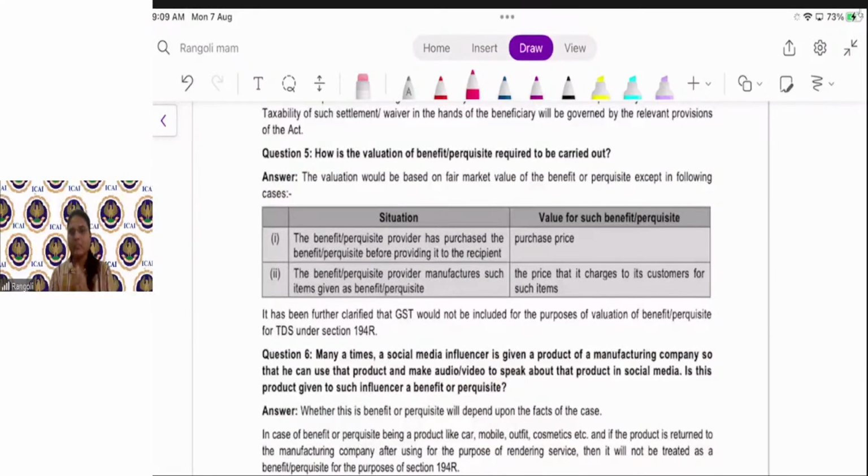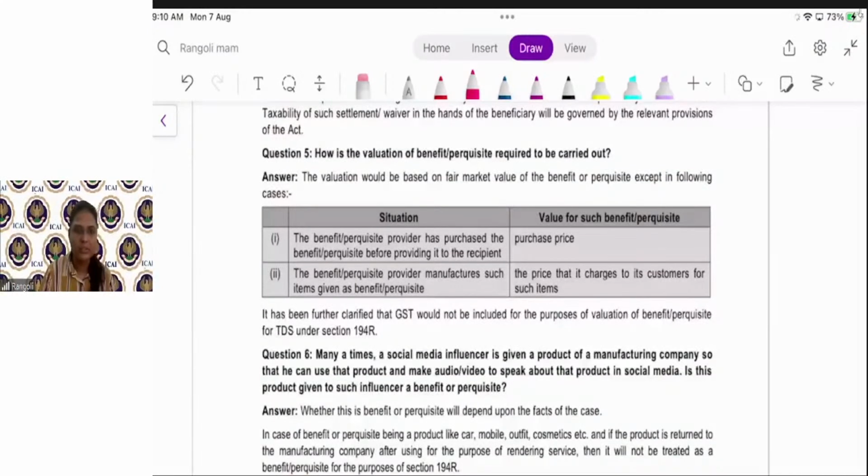Say for example, I manufacture laptops and I give one laptop to my customer as a benefit. Then what is the value of the perquisite? The value at which I charge that laptop to other customers. Okay, so the market price.